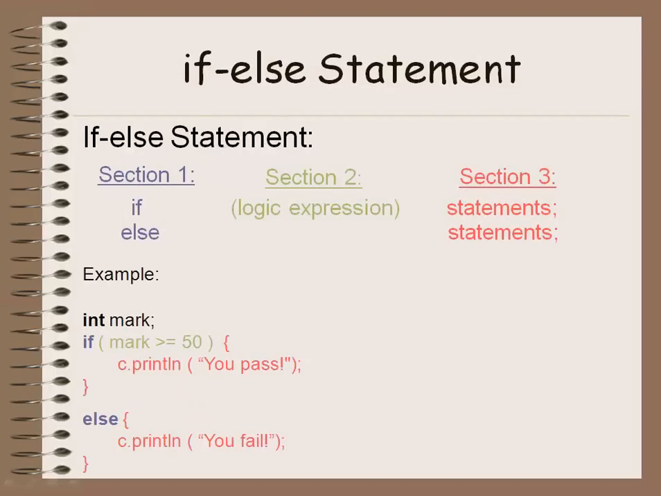I can have an if-else statement which checks to see if my expression is true, do this. Otherwise, if the same expression is not true, do something else. So let's look at our example. If my mark is greater than or equal to 50, I'm going to print you pass. Otherwise, I print you fail. Notice that there is no expression here between the else and the open squiggly bracket. It's basing it off of the initial expression that I had above.